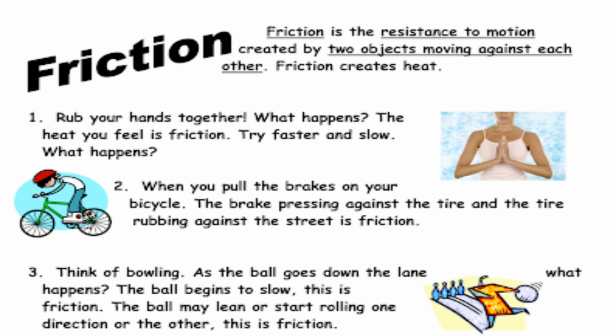Now for example, you all must be riding your bicycles. When you ride your bicycle and apply the brake, what happens? The brake presses against the tire and the tire rubs against the street. This is friction, and finally your bicycle will come to a stop. This is friction. So what is friction?